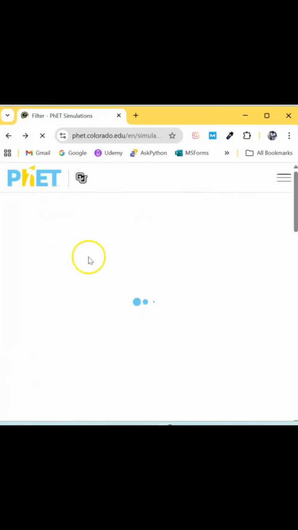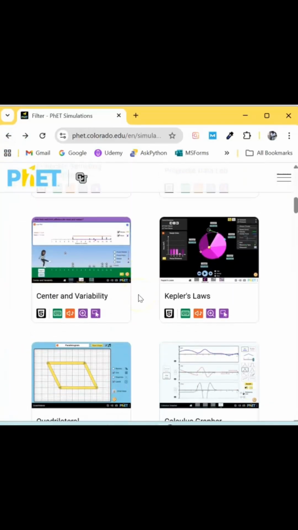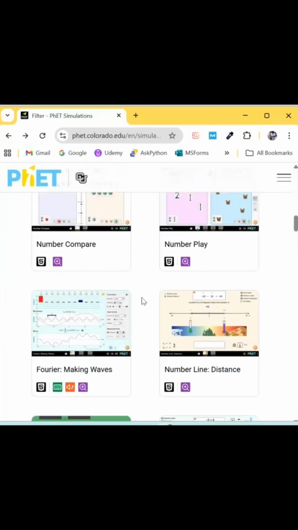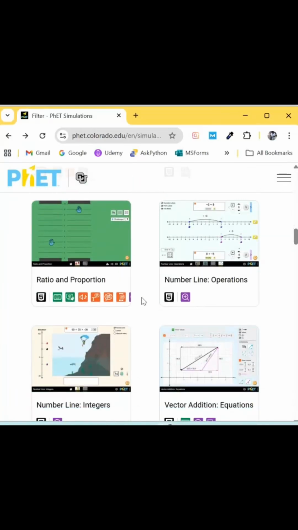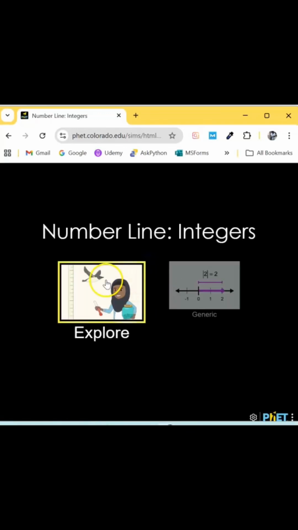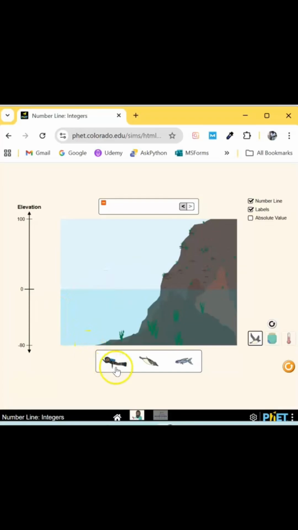All right, so now we will go with integers, okay? So yeah, number line integers. So this one is pretty cool, all right? So I'm gonna go with explore, and then, okay, let's start with the fish maybe, all right? So look on the left-hand side. So we have a minus 53 meters here, which tells you we are below sea level, all right? And as you move it up and down, the values are changing.